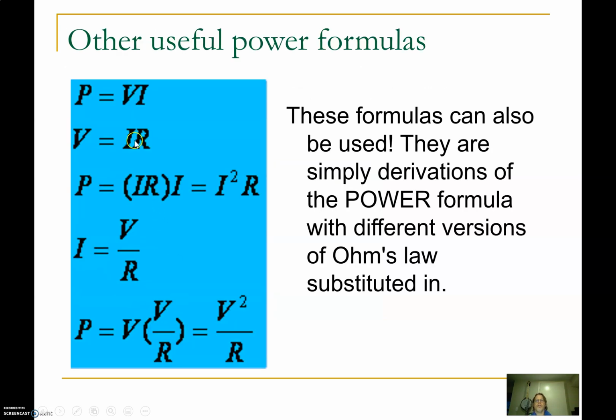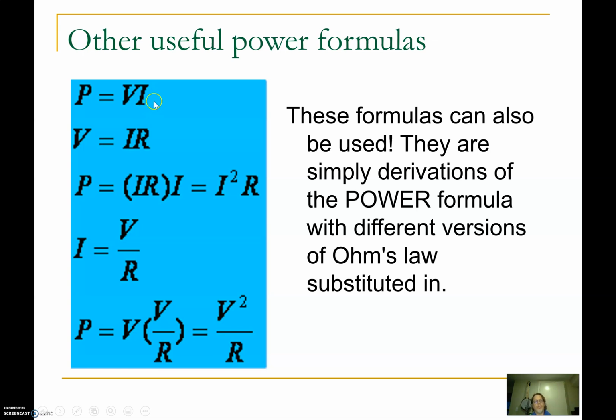Okay, so if you use Ohm's law, you substitute in for the V, you put an IR in for that, you get I squared R. Or if you substitute for the I, V over R, you get V squared over R. So there's several different formulas that find the exact same thing. They're all derived from this, the power, the volts times the flow of current.